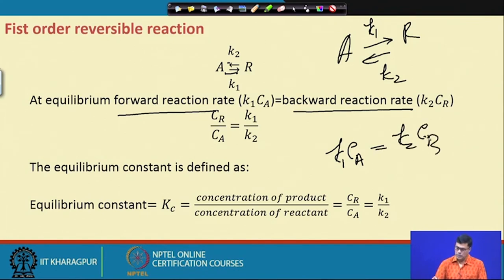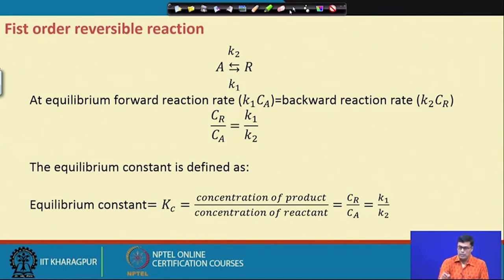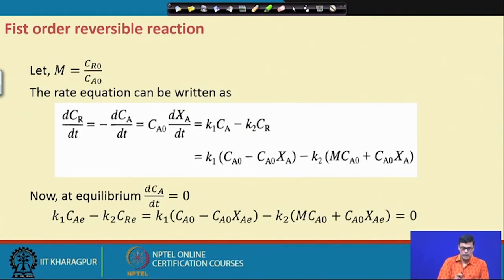So now, CR by CA equal to K1 by K2, and this is nothing but KC, the equilibrium constant. This is how we can calculate the equilibrium constant. Now, in this equation also we can show, this is very simple, that the rate of formation of R equals the rate of degradation of A. This can be represented like this.